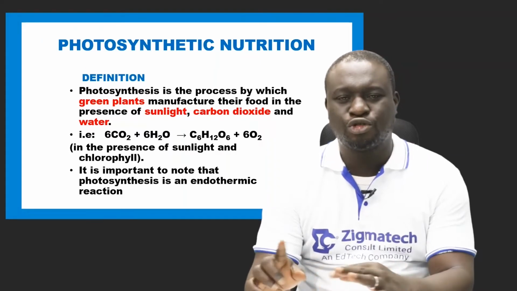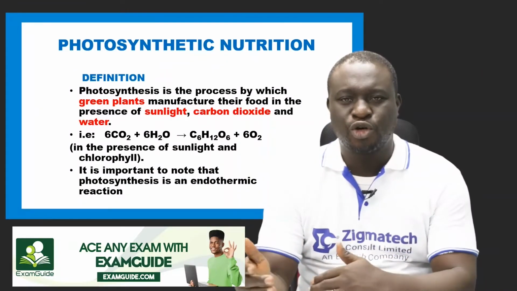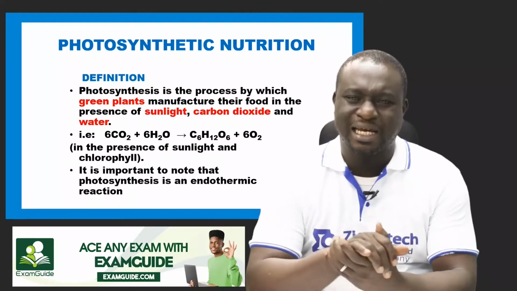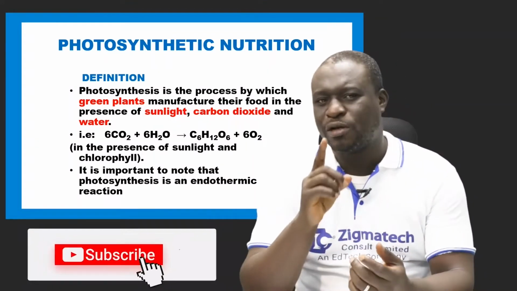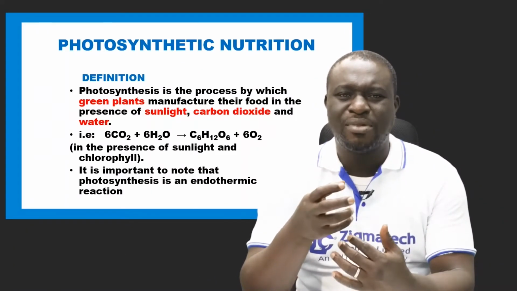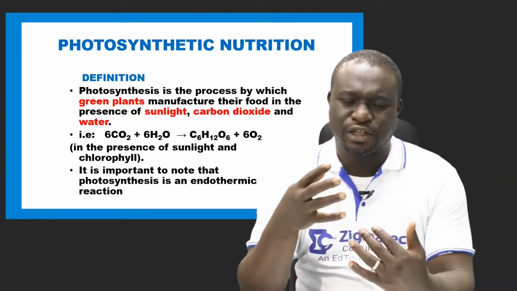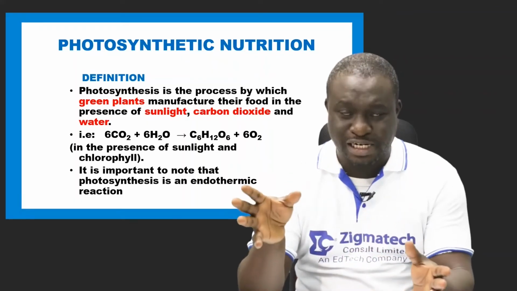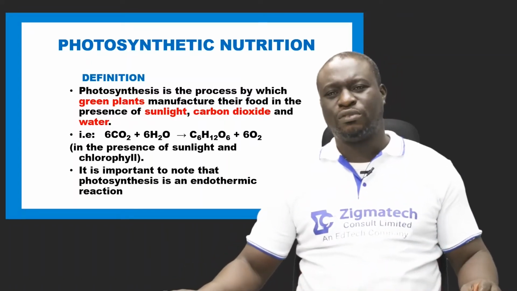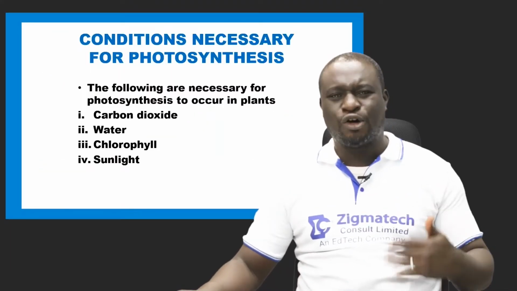We have it as CO2, which is carbon dioxide, reacting with water to give rise to glucose, which is C6H12O6, plus oxygen gas that is given off as a byproduct. Now, it is also important for you to note that photosynthesis is an endothermic reaction. In other words, heat is conserved, not given out or released.